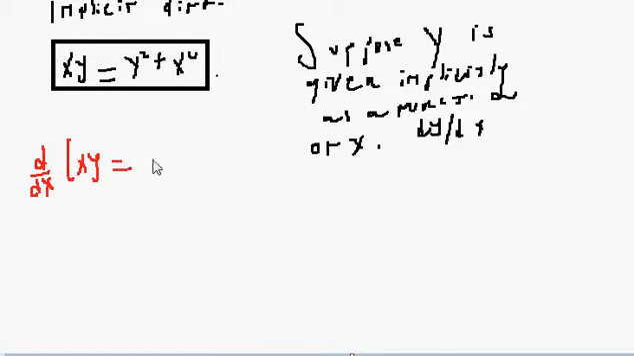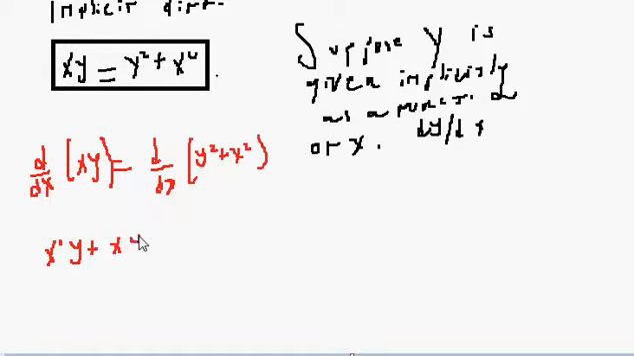d dx of x times y equals d dx of y squared plus x squared. Let's see what this becomes. Now we use the product rule here, so this is going to become x prime times y plus x times y prime. Of course here x prime is equal to d dx of x and y prime is equal to dy dx.